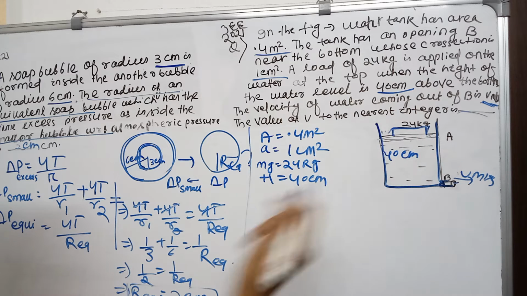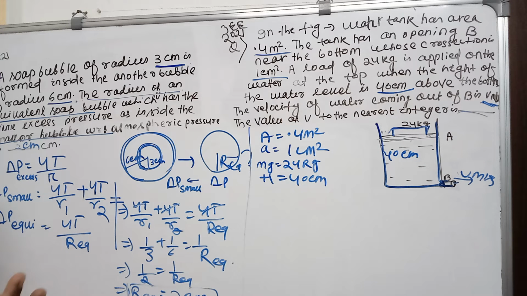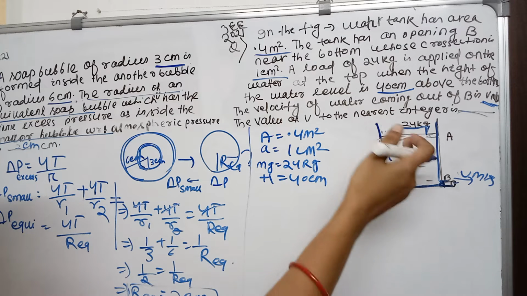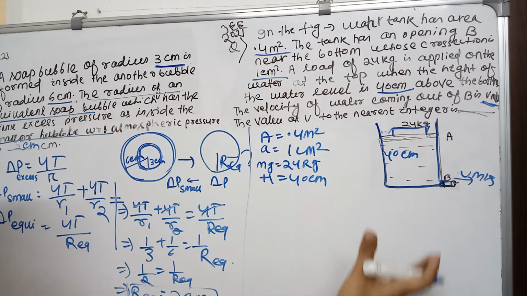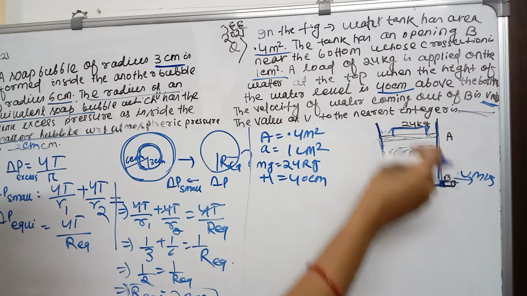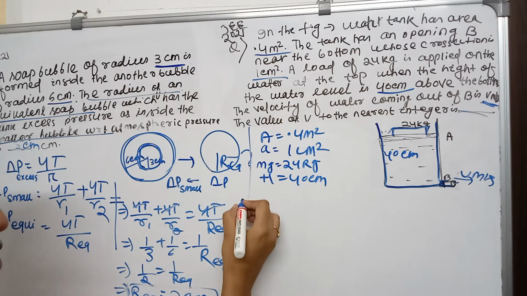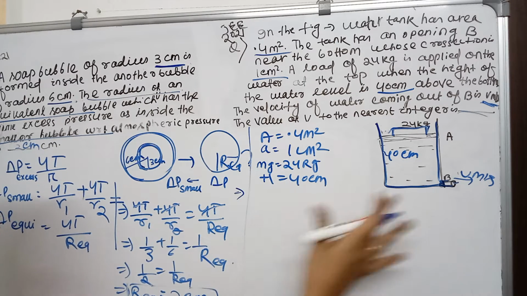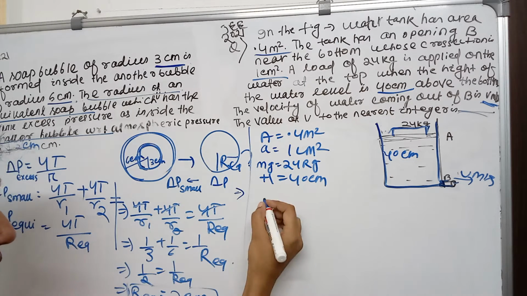So water is flowing. What equation can you use to find the velocity? The equation of continuity or Bernoulli's theorem. Here there are two cross sections, two areas of cross section, and two velocities. So just put in Bernoulli's equation. So what is Bernoulli's equation?